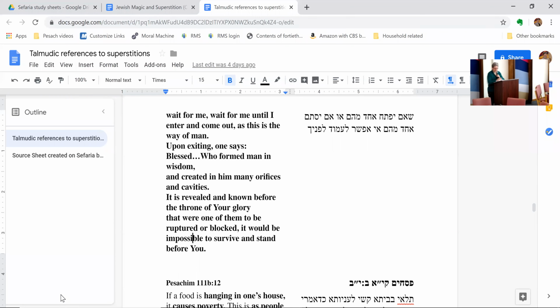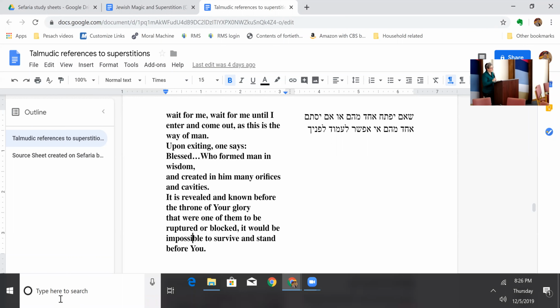Very echoey over there. Okay, so upon exiting, when you have finished your business, one says, "Blessed who formed man in wisdom and created in him many orifices and cavities. It is revealed and known before the throne of your glory that were one of them to be ruptured or blocked, it would be impossible to survive and stand before you."